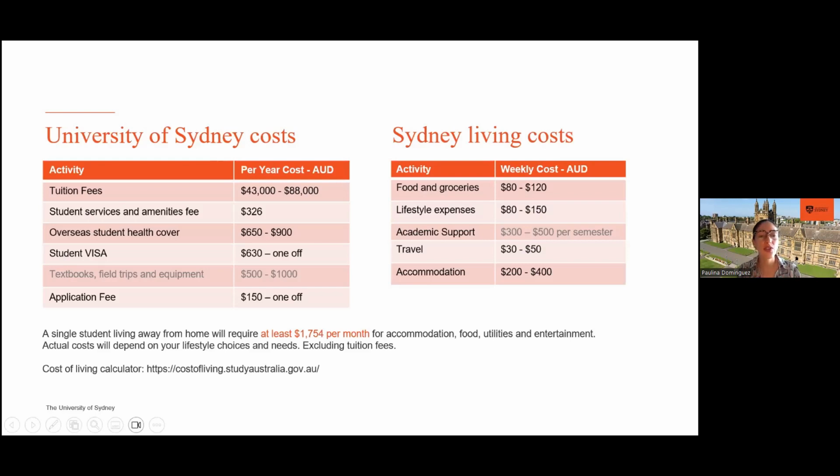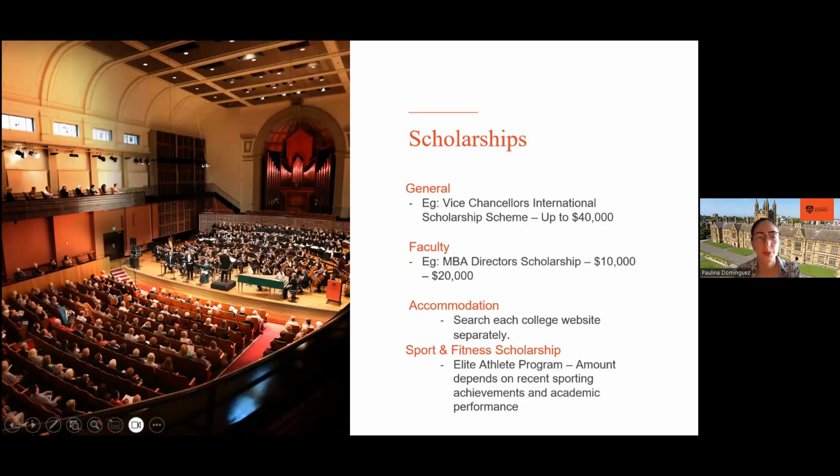So a single student living away from home will require at least 1,754 Australian dollars per month. And this is not me saying it, this is the government of Australia who has established and set this amount for accommodation, food, utilities, and entertainment. So that's what you should consider for your monthly expenses for a single student.